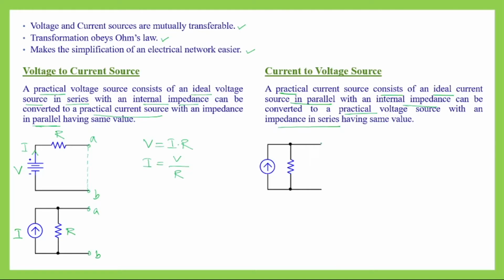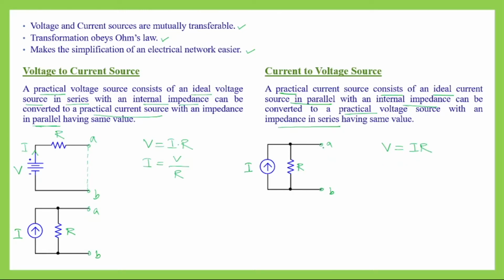Now suppose we have a current source and a parallelly connected resistance between these two terminals, suppose A and B. Suppose the current value of that current source is I, and the resistance value of that resistor is R. So what will be the voltage drop between these two terminals AB? Again, it will obey Ohm's law. So it will be V is equal to I into R.